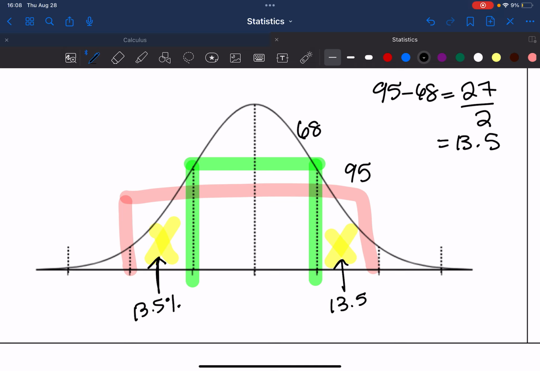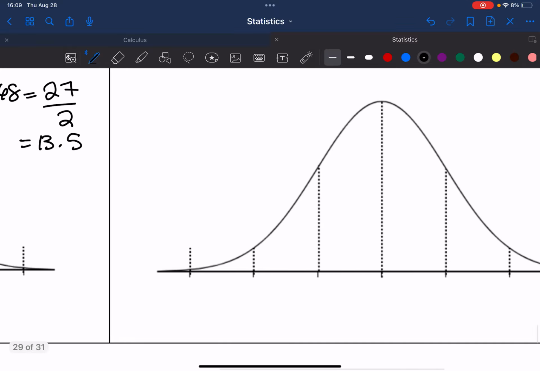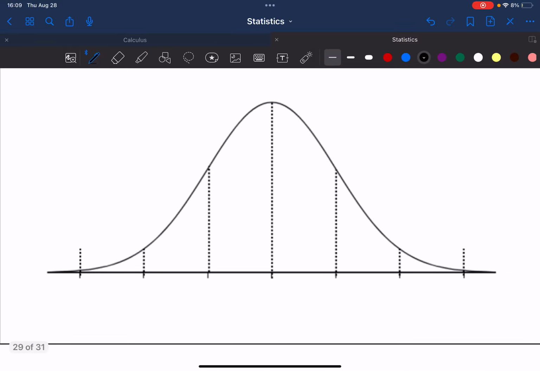Divide by 2 because this is symmetric, and I get 13.5, which means that these values here are 13.5%. Now, what about the two center values here? Well, since we know 68% of the data falls within one standard deviation, I can divide 68 by 2, and I get that these are 34%. And again, I can do that because this is symmetric. Now, what about the two tails? So if I fill in everything I know so far, this is 13.5, this is 34, this is 34, and this is 13.5.